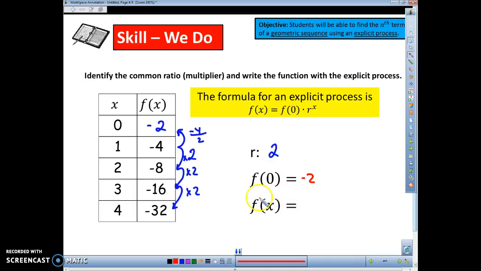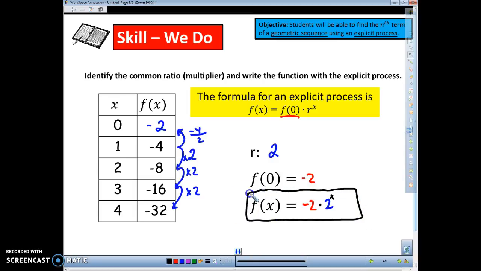Okay, and lastly, all we do is write our explicit process. So I'm going to write this, f of x is equal to f of 0, remember f of 0, which is -2, multiplied by our r value to the x power. So our r value is 2, and it's always to the x power. This is the explicit process for a geometric sequence.